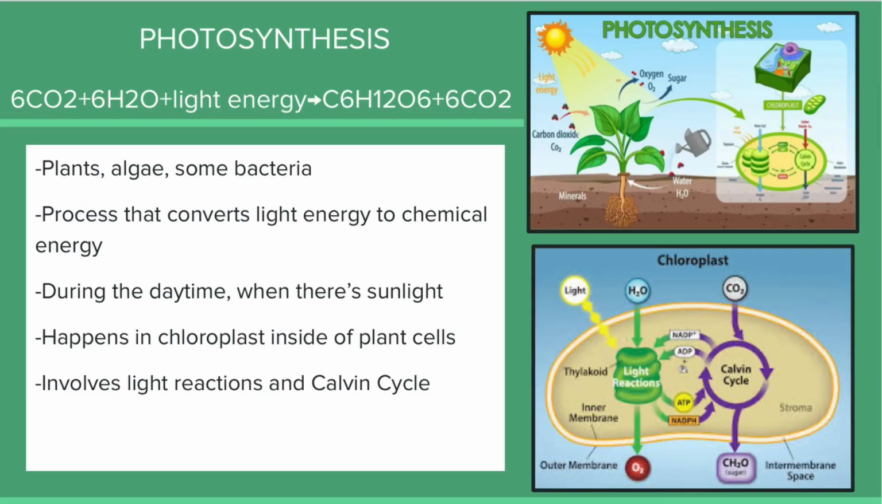Photosynthetic organisms include plants, algae, and some bacteria. Photosynthesis is a process that converts light energy into chemical energy, creating glucose and releasing oxygen. It happens during the daytime, when sunlight is available. The process has two parts, the light reactions and the Calvin cycle, and these happen in the chloroplast of plant cells. The light reactions happen in the thylakoid membranes, and then the Calvin cycle happens in the stroma.